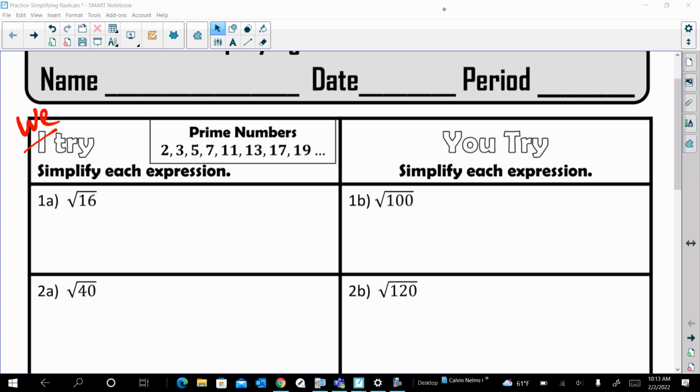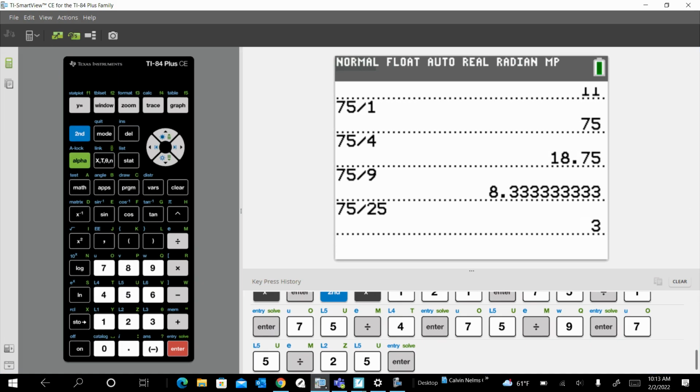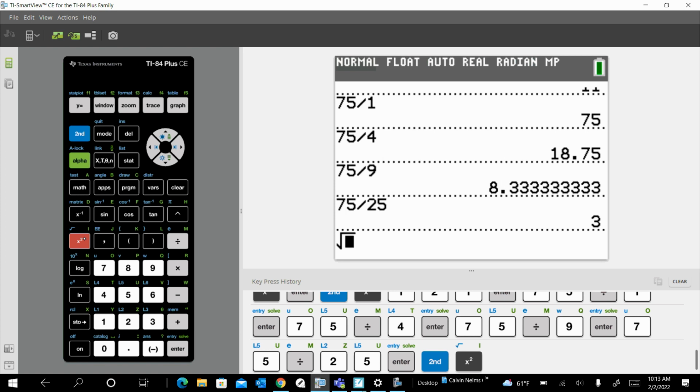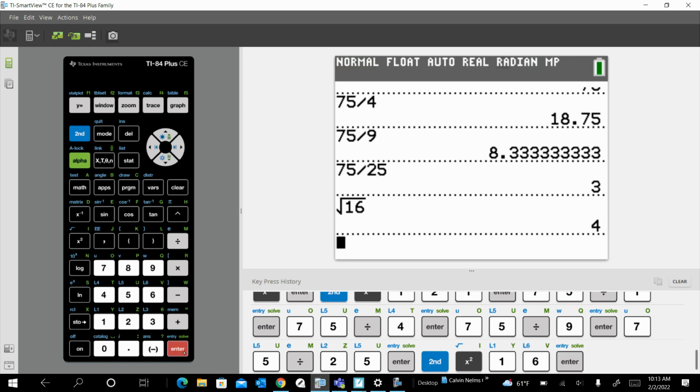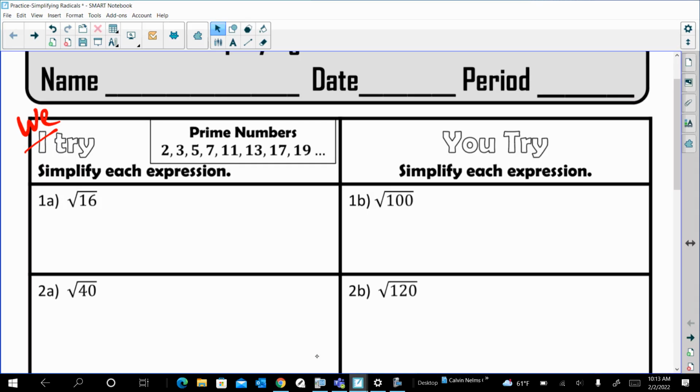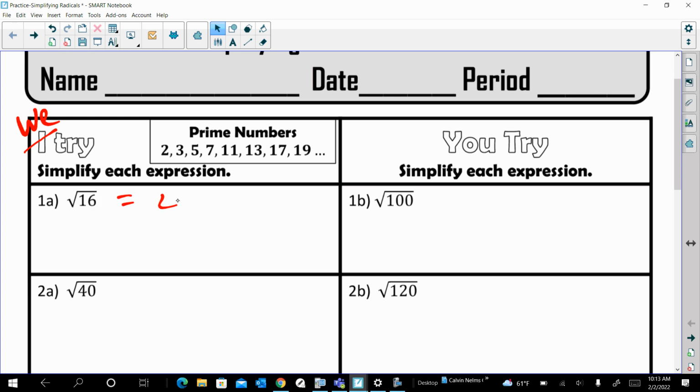So if it's a perfect square, you just write the whole number answer. No more radical symbol. So if you're not too sure, guys, if it's a perfect square, you can just go to your calculator, hit second x squared to get the radical symbol, type in 16. If you get a whole number answer, it is a perfect square. So the answer to our first one here, the square root of 16, is just 4.